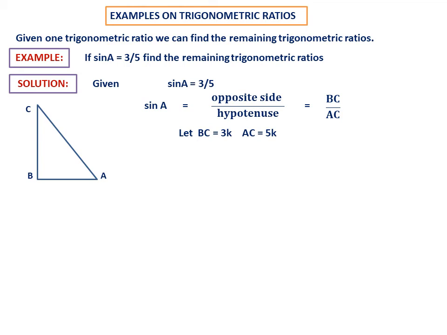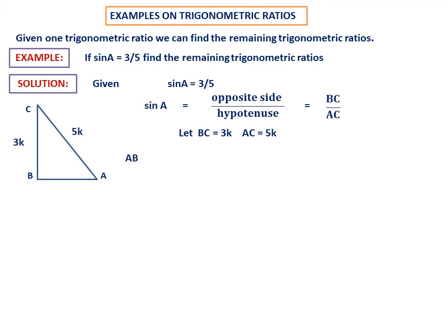But instead of that, the best thing is to take BC as 3K, because look at the ratio sine A. It is opposite side by hypotenuse. What is the opposite side? BC. So BC we have to take as 3K. Then AC, the hypotenuse, we have to take as 5K.